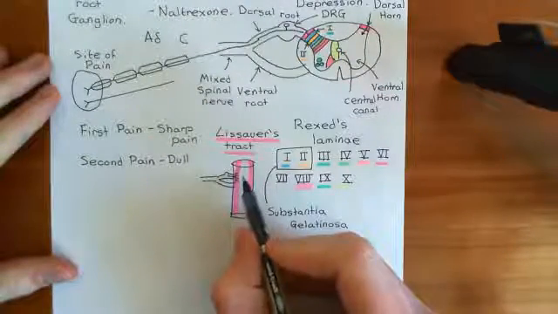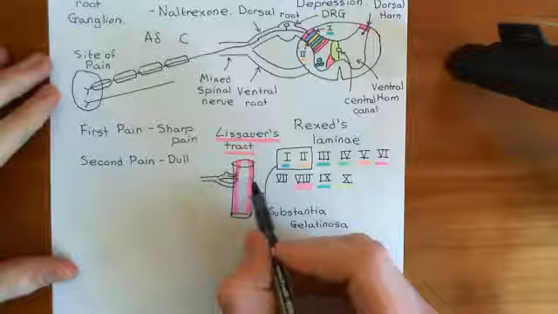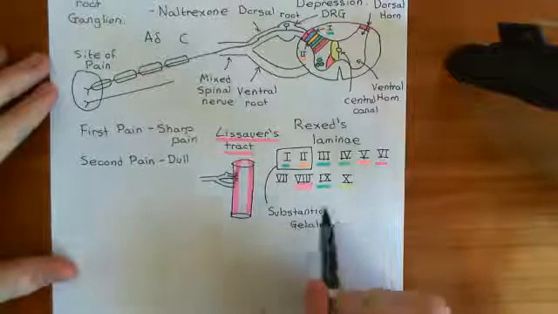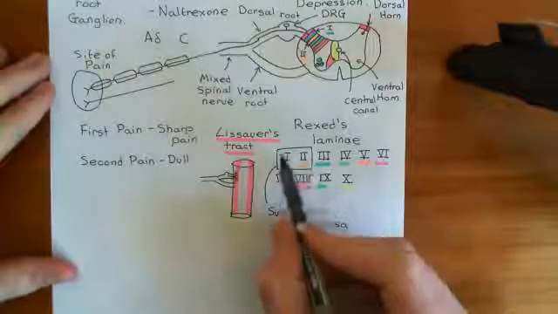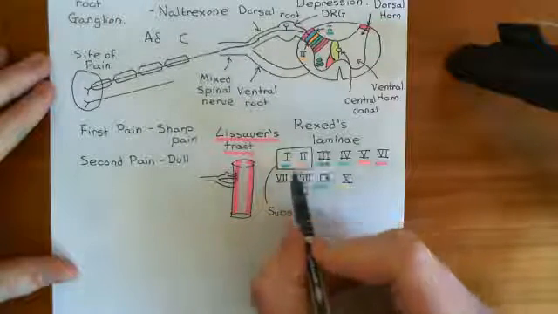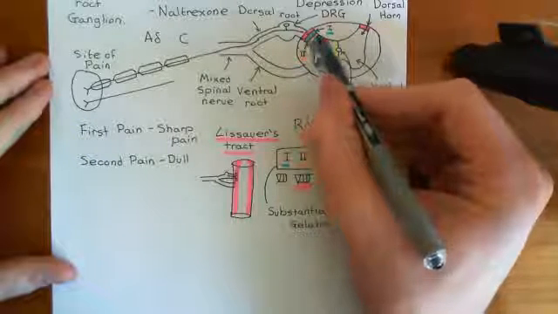What do they then synapse on in the grey matter? Well, they're going to synapse on the next neurons along, and they synapse in an area called the substantia gelatinosa, which is around Rexed lamina 1 and 2. Some people quote it as Rexed lamina 2 and 3. The message is clear that it's around this area here.